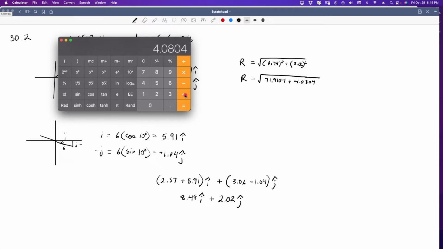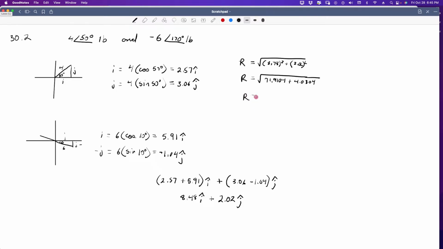So this one plus the first one, 71.9104, equals that. Let's get the square root of that. 8.717, so it's going to be 8.72. So the resultant vector is 8.72.